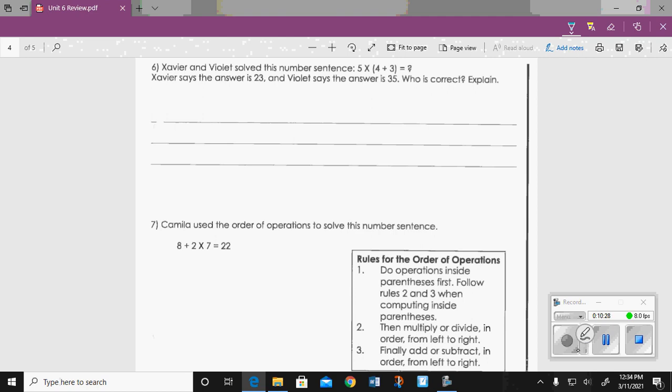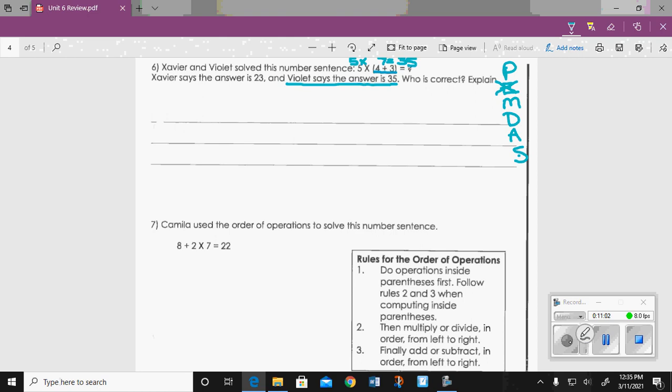our little saying, please excuse my dear Aunt Sally. Parentheses, multiplication, division, addition, and subtraction. So I look and I have parentheses, so I'm going to do that first. So 4 plus 3 is 7, and 5 times 7 equals 35. Boys and girls, when you're doing something like this, I recommend that you figure out the problem. So if I look at that, this tells me that Violet is correct.